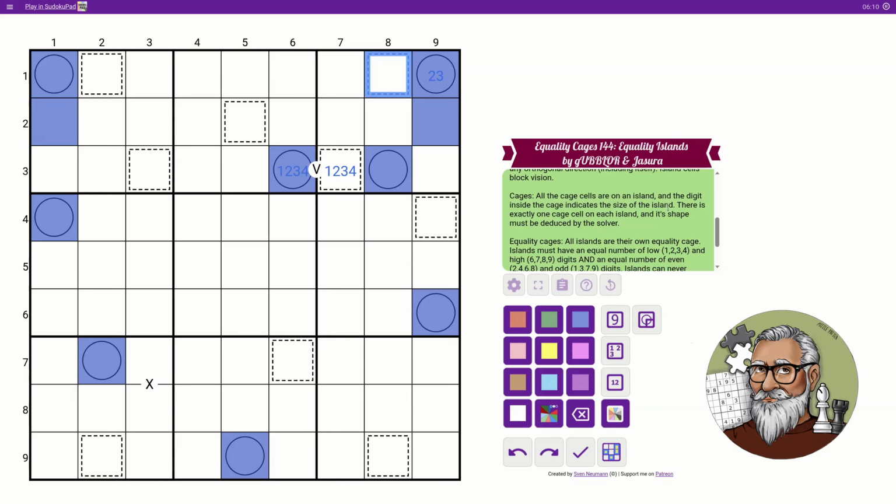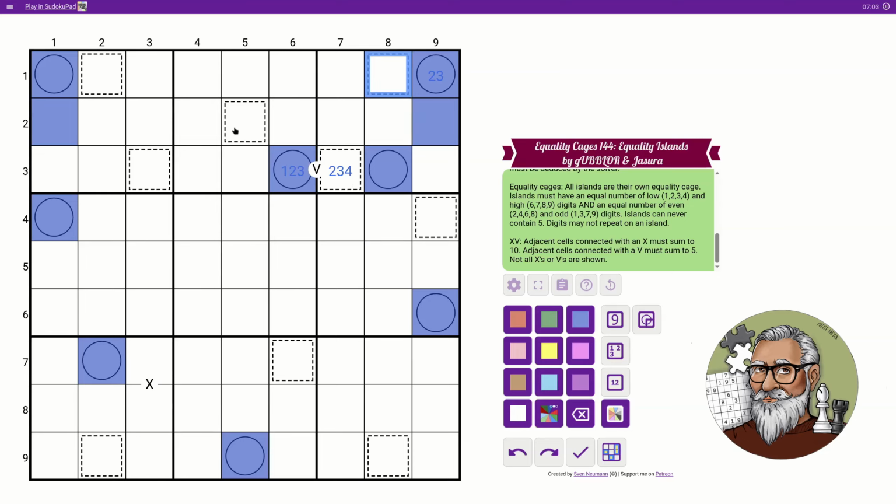What was that? The cages, exactly one cage cell on each island, and its shape must be deduced, right. Oh, and the digit inside indicates the size of the island, right? So this could be 1, sure, or it could be. Hold on. Can we have 1 on islands? No, because they must have an equal number of low and high digits. And so it's a minimum of 2, isn't it? Because otherwise, we can't have an equal number of high and low, or for that matter, even an odd. So this one can't be 1, for what it's worth.